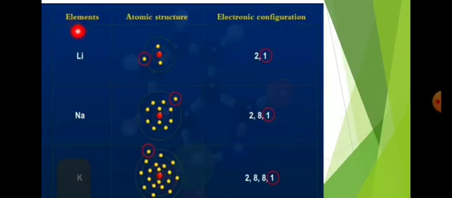Let us consider the element lithium. The atomic structure of lithium: the electronic configuration of lithium is 2, 1. In lithium, the inner shell is fulfilled and the outer shell has 1 electron, that is a valence electron, and this electron is free to move, similarly for Na and K elements.